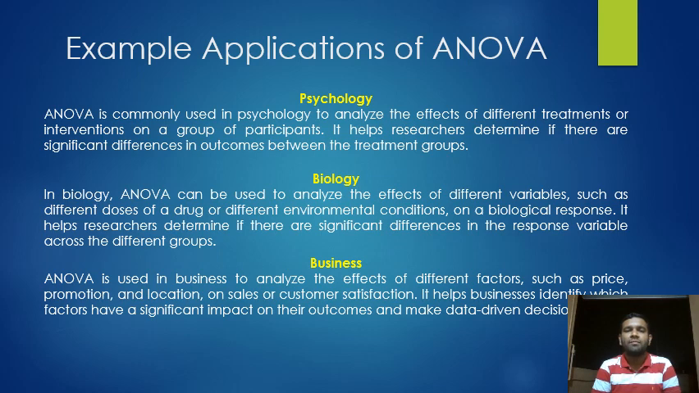The second example is biology. In biology, the analysis of variance can be used to analyze the effects of different variables, such as different doses of a drug or different environmental conditions, on a biological response. It helps researchers determine if there are significant differences in the response variable across the different groups.